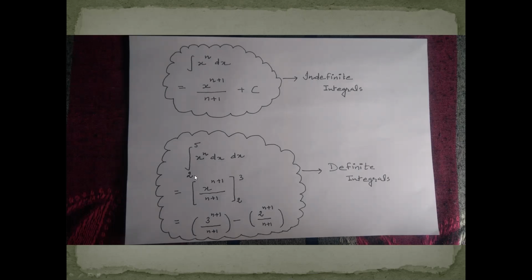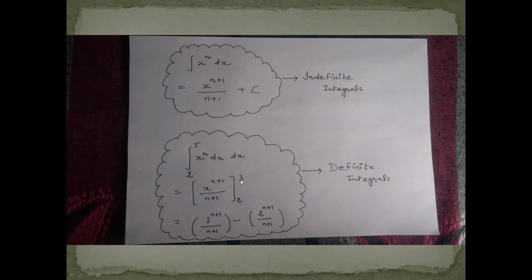Next part, if we take the limits, this is 2, this is 5. 2 is called the lower limit, 5 is called the upper limit. 2 to 5 x raised to power n dx. This is again the same result. We eliminate c and we put the limits, lower limit, upper limit. How to solve this, how to proceed further?